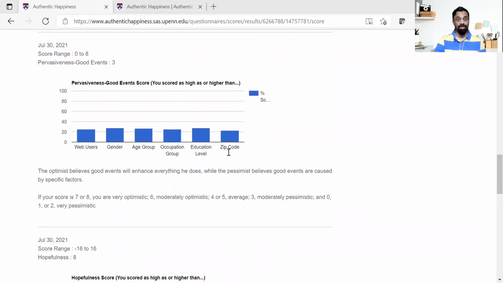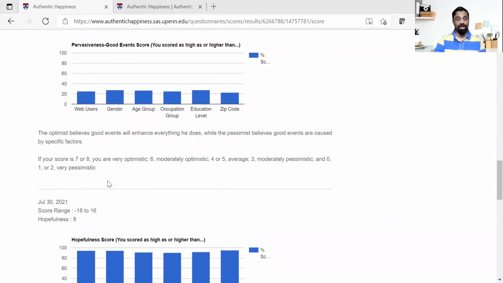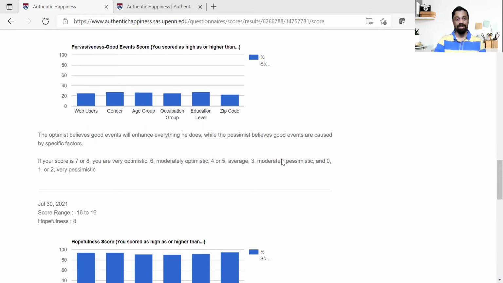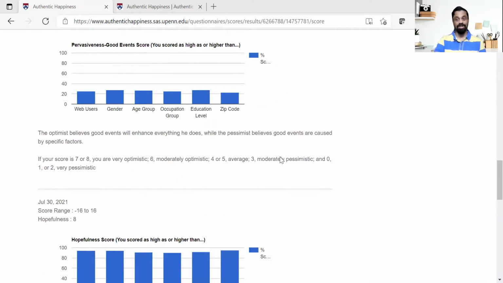And if you look at the good events, I have scored 3. So if you look at it, if your score is 7 or 8, you're very optimistic. 6 is moderately optimistic. And then 4 or 5 is average. And 3 is moderately pessimistic. So as you can see, I have scored pessimistic in terms of pervasiveness, which is the characteristic of whether the situation is global or specific.